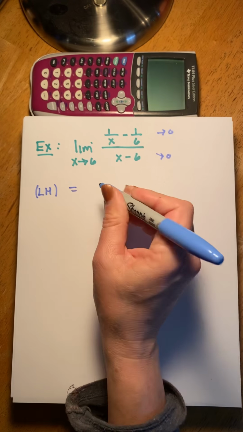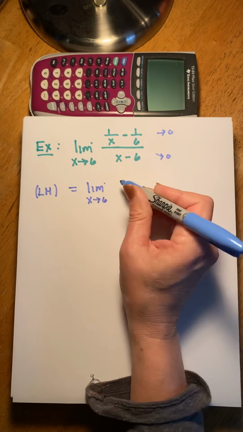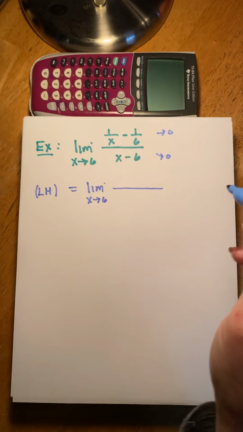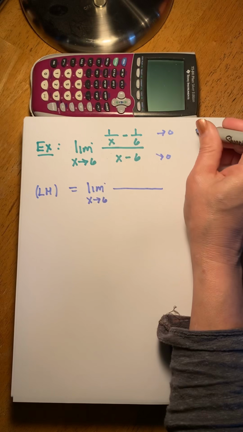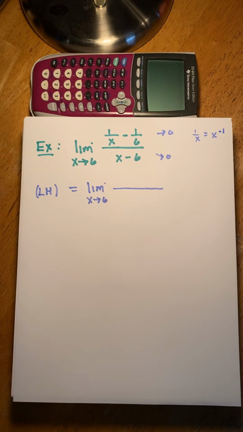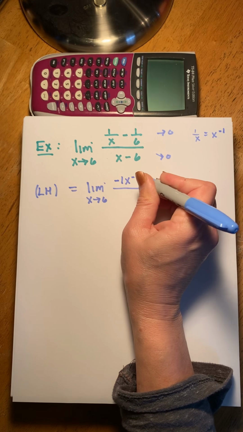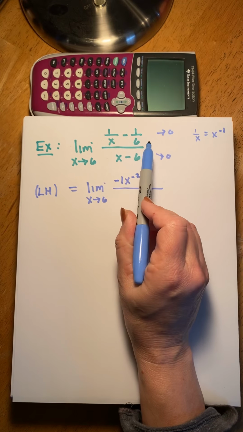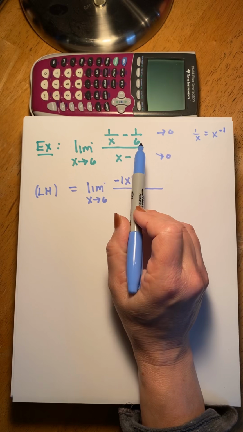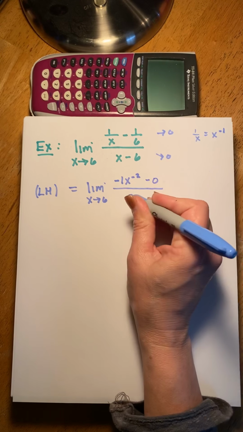If we apply L'Hopital's rule, it says we can take the limit of the derivative of the top. The derivative of the top is, well, remember 1 over x is x to the negative 1 power. So we take the derivative, it's going to be negative 1, x to the negative 2. The derivative of 1/6 is 0, so minus 0, and it's going to be 1 minus 0.